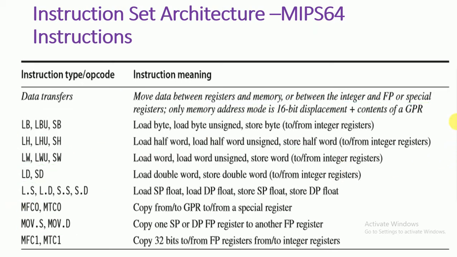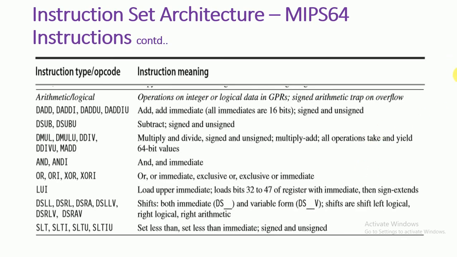Now the next category of instruction operation is arithmetic and logical. So we are mixing these two together. In the earlier slide I mentioned arithmetic and logical as separate sets, but we are including these two together. These are operations on integer or logical data in general purpose registers, signed arithmetic, and we have a trap on overflow. That means if an overflow happens, there should be some interaction with the operating system. That will happen automatically according to the instruction.